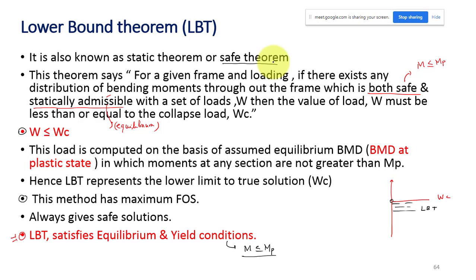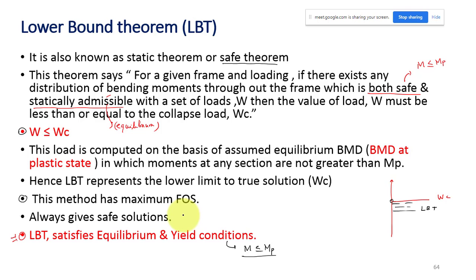Okay, the statement looks like this only. Maybe you don't need to remember the statement, but you have to understand these conditions. So the lower bound solution means equilibrium and yield conditions are satisfied, and your solution may be less than or equal to the collapse load. So we will make use of the bending moment diagram at the plastic state to solve it. I will be explaining that with the help of examples.